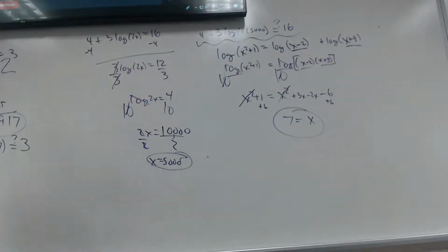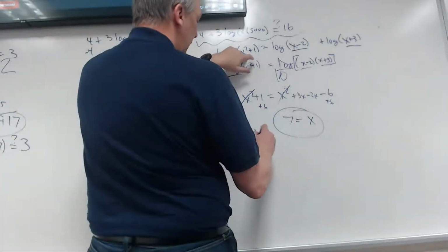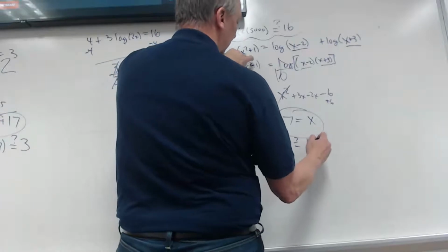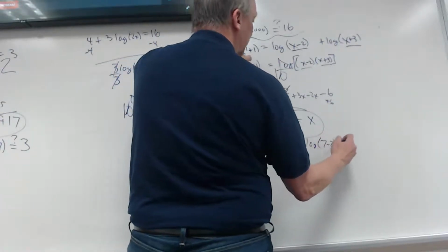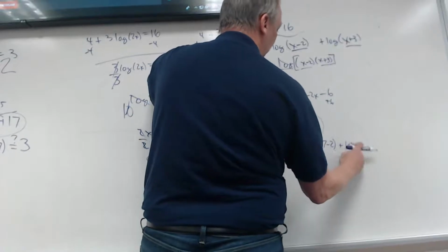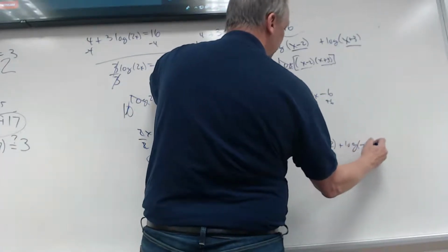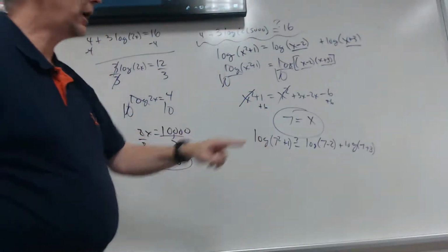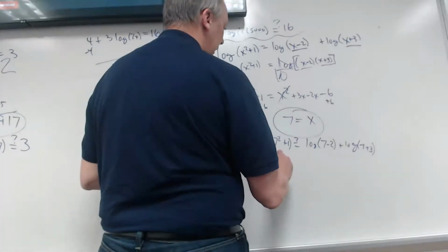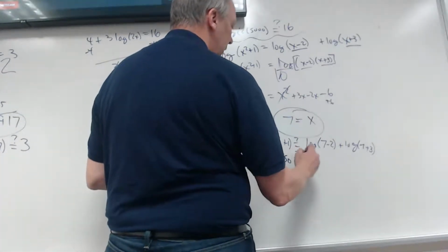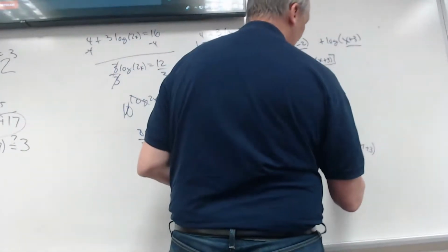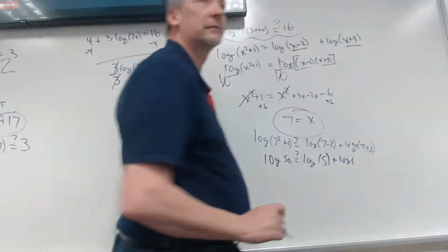Now, once again, this is a good one to check, because sometimes these mess up. Okay, so we started here. The log of 7 squared plus 1, does that equal the log of 7 minus 2 plus the log of 7 plus 3? Okay, 7 squared is 49 plus 1. The log of 50. Does that equal the log of 7 minus 2, 5, plus the log of 7 plus 3, 10?